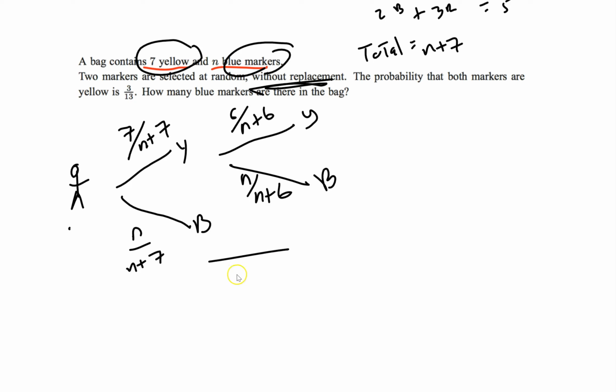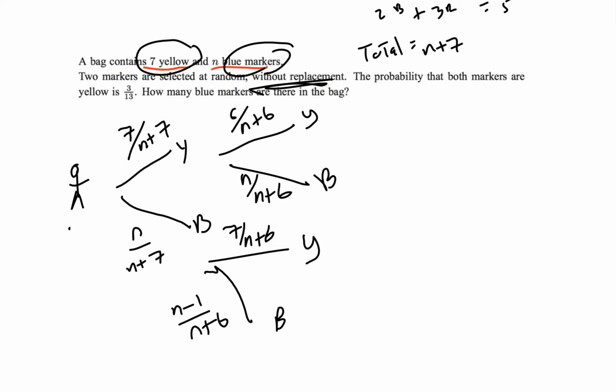Down here, the assumption is you did pick blue the first time, so there's 1 less blue. How do you write that? n minus 1, over the bottom, n plus 6. We lost 1 on the bottom too. And then yellow, we didn't pick a yellow the first time, so it's still 7 over n plus 6.